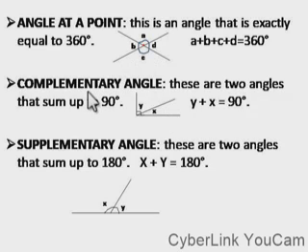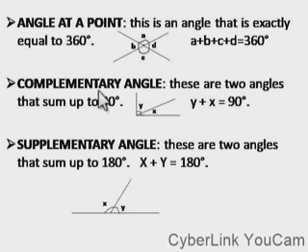Then complementary angle. These are the two angles that sum up to 90 degrees. What do you mean by this? The two angles that you add together to give you 90 degrees is called a complementary angle. Once you add the two angles together and they give you 90 degrees, then what you are talking about is a complementary angle. You can always remember it this way: complementary 90, supplementary 180.